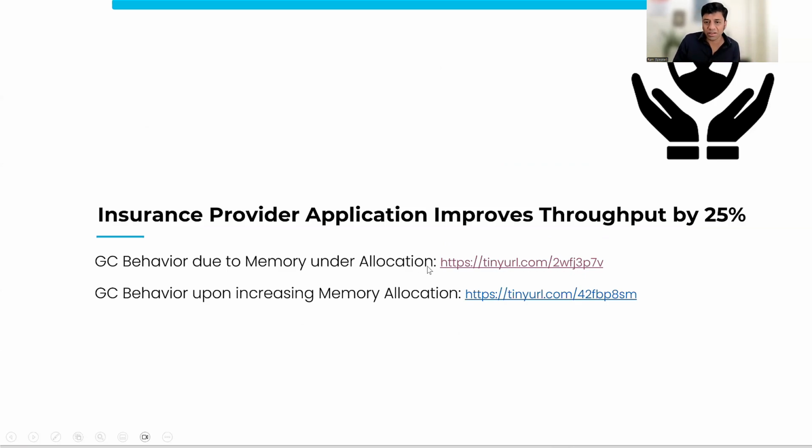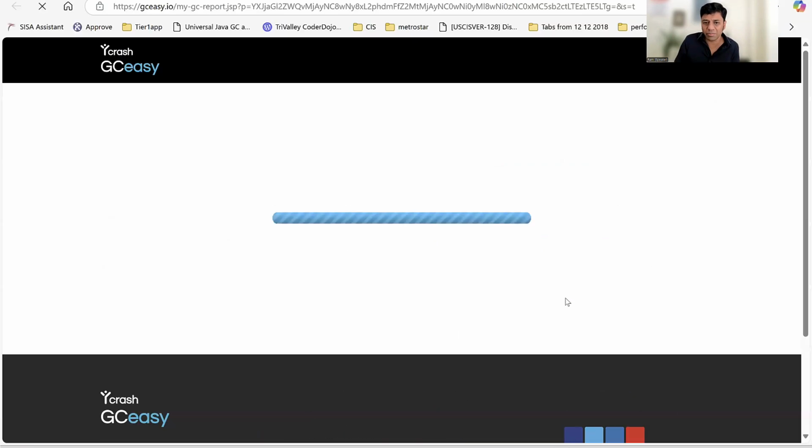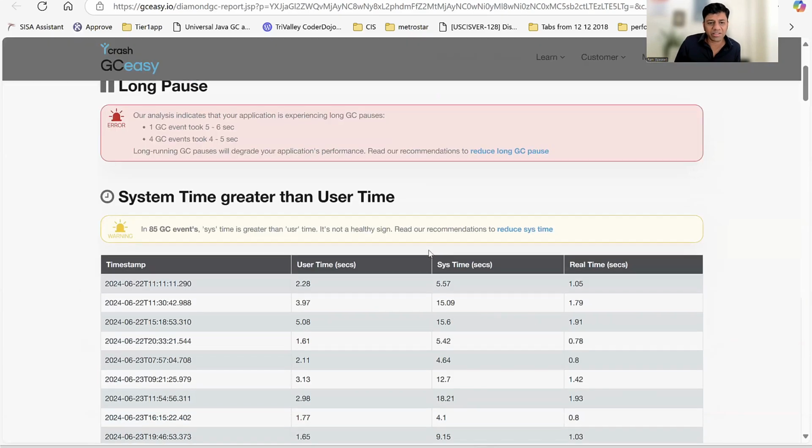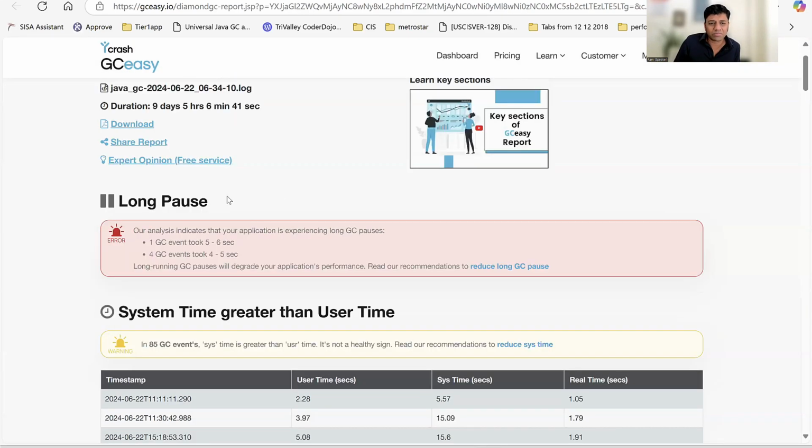There are a few more other solutions we'll discuss. But when you see this under allocation, when consecutive full GCs are running, then you want to increase your Xmx, you want to increase your heap size. Now let's look at the increased report. Once they increased it, look now, that consecutive full GC, this is the report when the memory is increased.